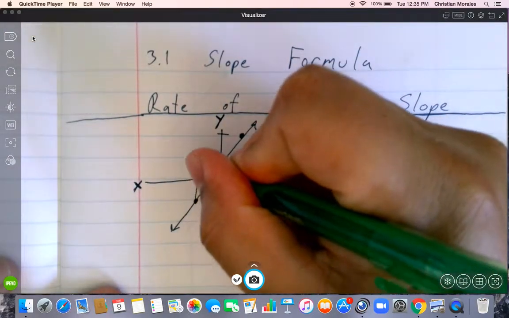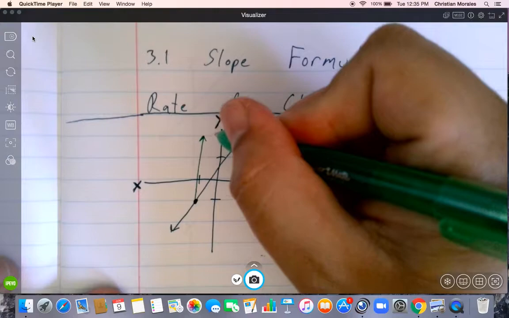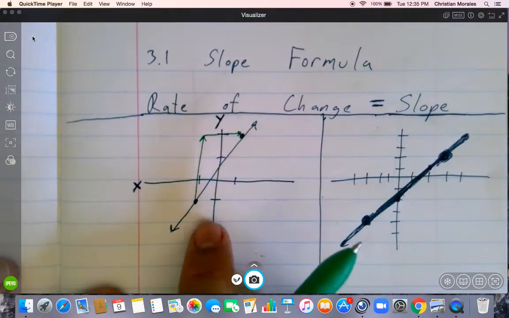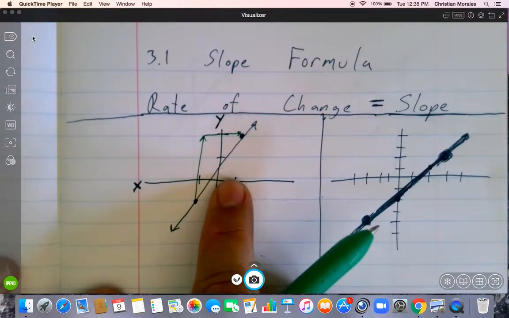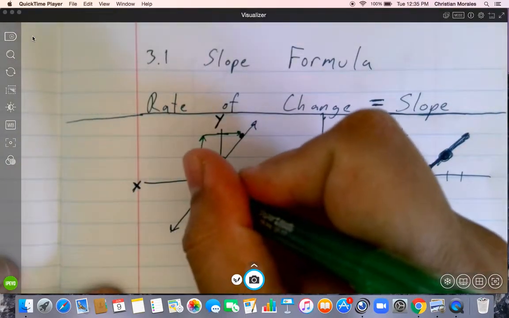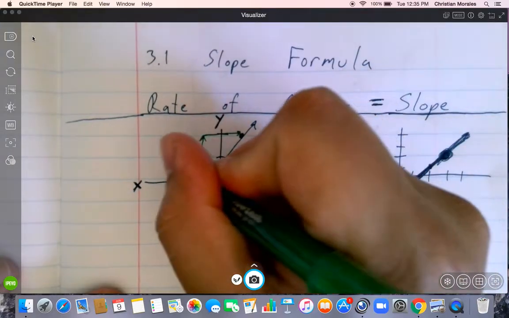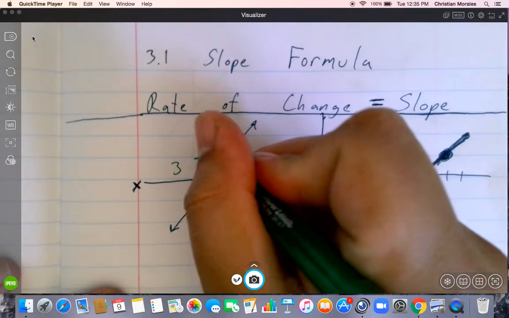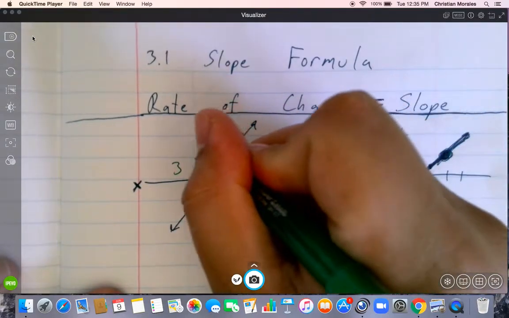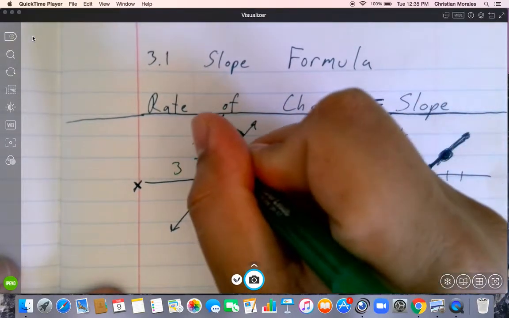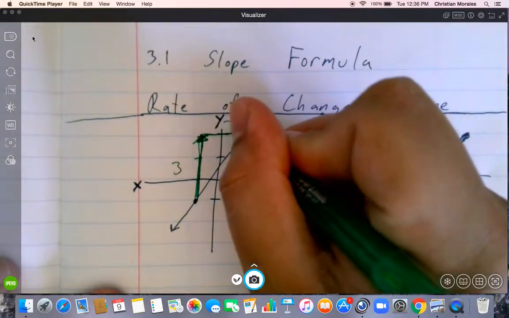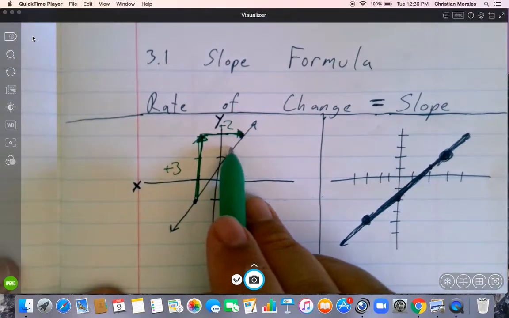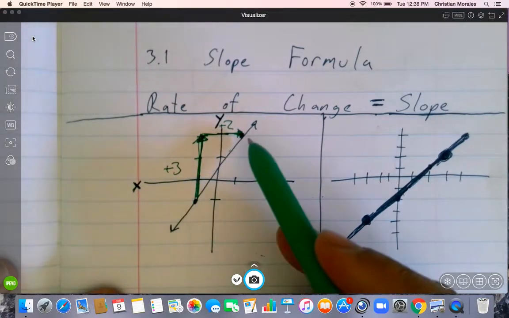This point went up and then it went to the right. So there's two numbers, there's two directions that this moved. So you would count this. This moved up 3 spaces going this way from there to there. But then from here to here, this moved 2 spaces. So it went up 3 and to the right 2. Okay? And this is how you would get your slope.